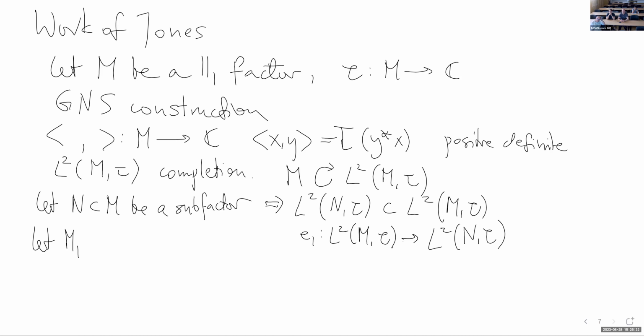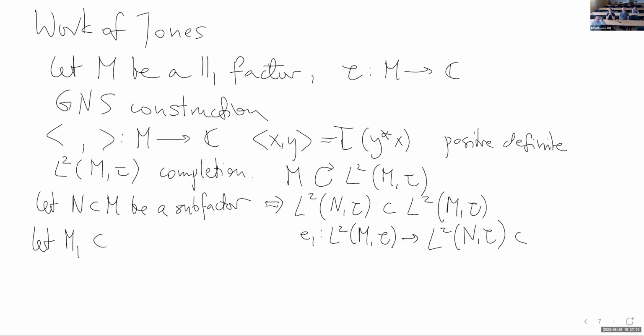I'm confused about this E1. Is it a map from L2M tau into L2N tau, or is it a map from L2M tau into L2M tau, whose image is L2N tau? Probably the latter option. I'm not sure what you mean. It's a projection. This is a subspace of this one. So yes, a projection is a self map of L2M tau whose image is L2N tau. Yeah, that's what he means. Well, okay. So you say that I could put it this way. Okay.